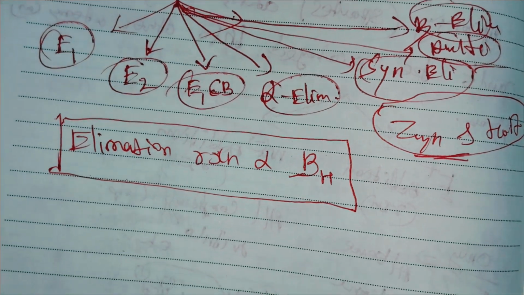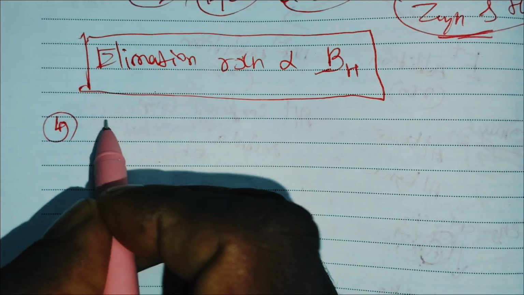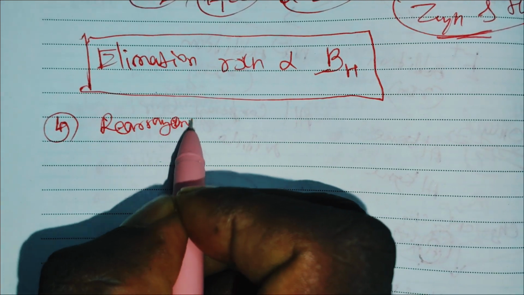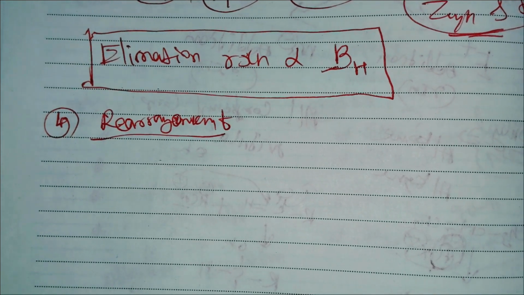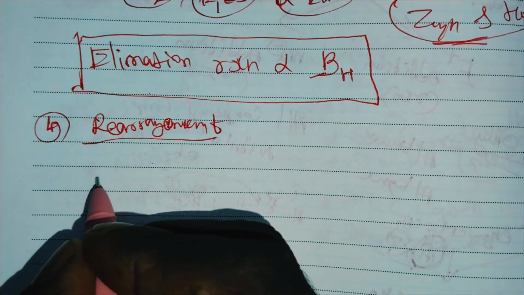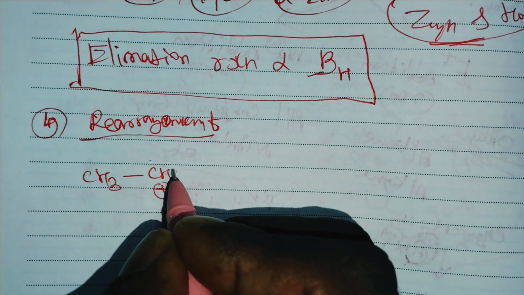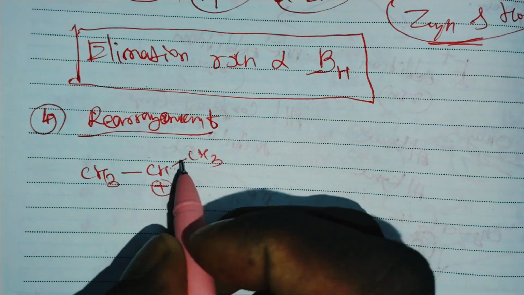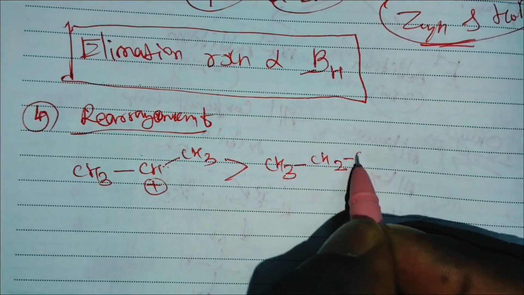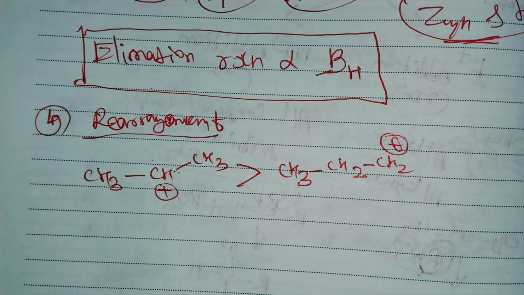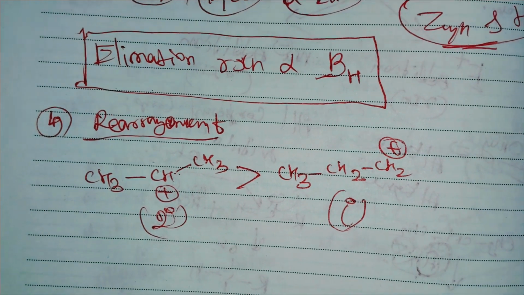The next type of reaction is the rearrangement reaction, the fourth type. In rearrangement, molecules rearrange depending upon molecular stability. For example, see CH3 CH plus CH3, which is a secondary carbocation. This is more stable compared to the primary carbocation, CH2 plus. Both have the same molecular formula, but one is secondary and the other primary. Molecules rearrange based on the stability order.